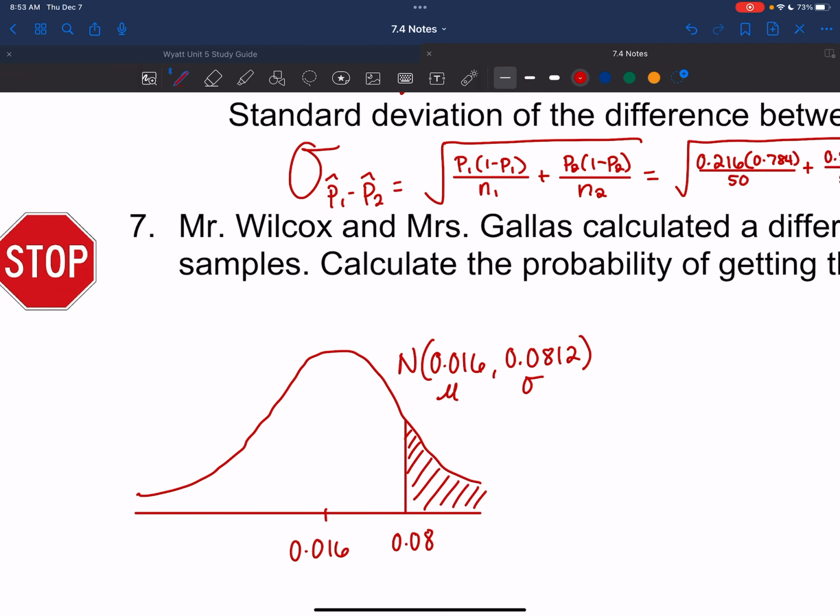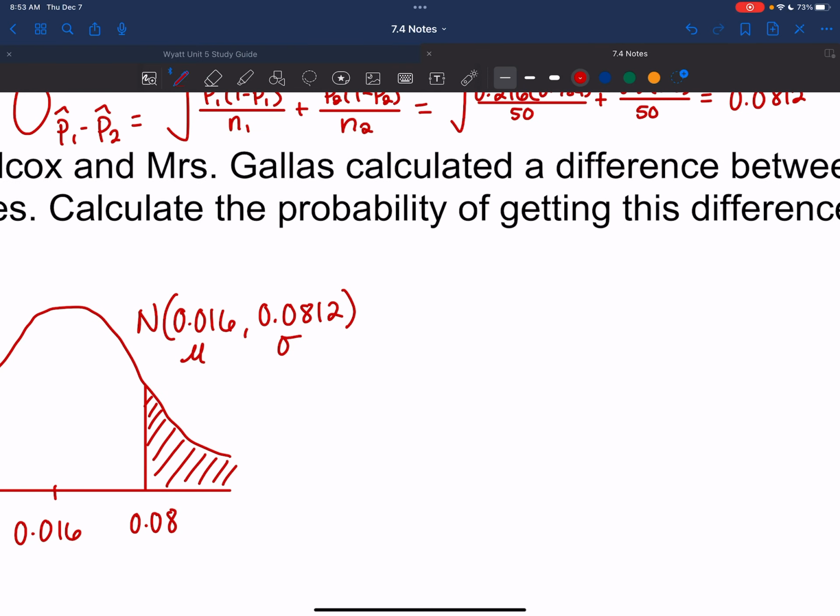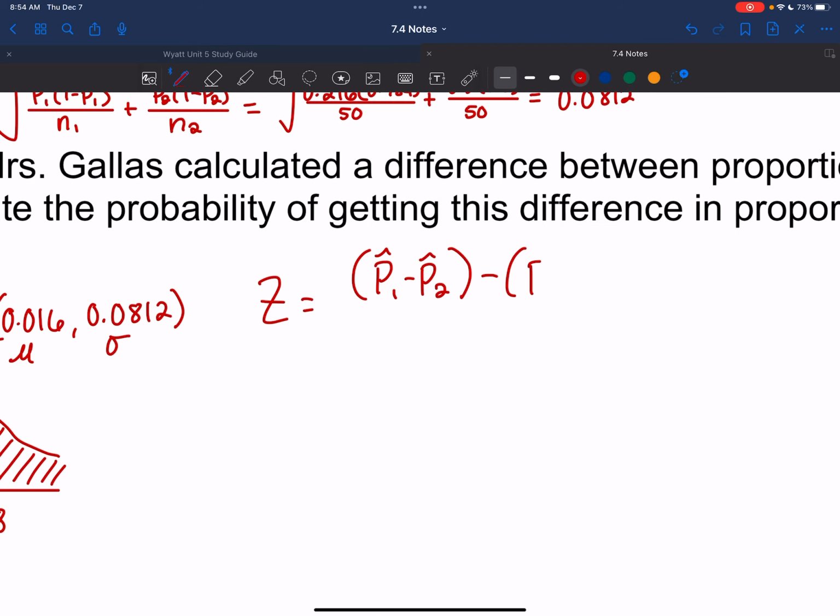And so if I'm trying to calculate a z-score for a difference, I've got p hat 1 minus p hat 2, so the difference in proportions, minus p1 minus p2, so our mean, divided by our standard deviation.